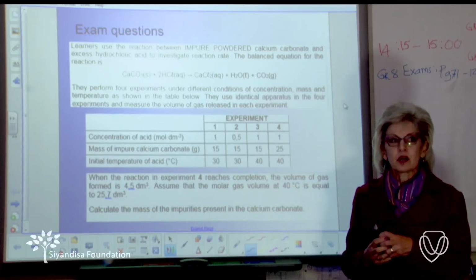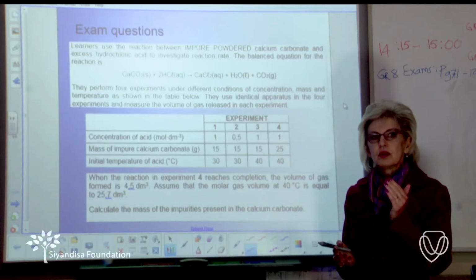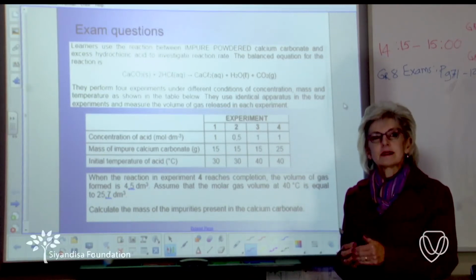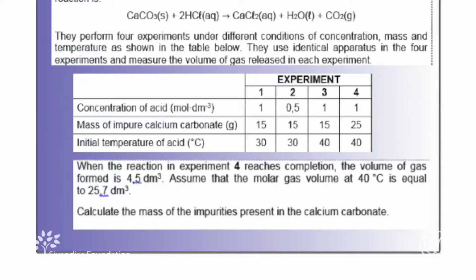Remember what we said. If you've got no clue what to do, you use the data that you're given and you use the formula that you've got and try to get to amount of mole. The question is, calculate the mass of the impurities present in the calcium carbonate.